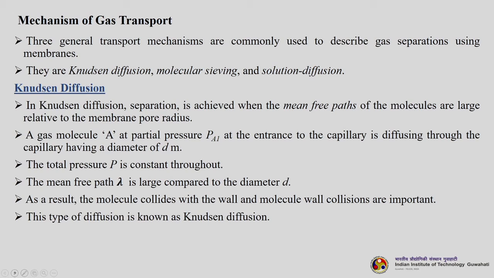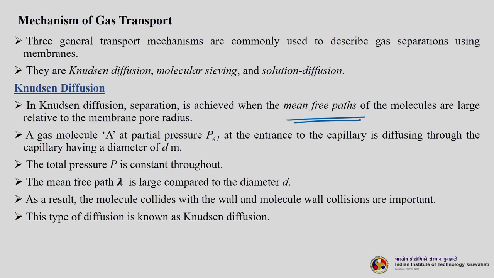So, briefly we have discussed this. Solution diffusion we have discussed in detail. So, let us now go ahead and discuss again about Knudsen diffusion a little. So, in Knudsen diffusion the separation is achieved by mean free paths of the molecules. So, if the mean free path of the molecules is larger relative to the pore radius, then Knudsen diffusion happens. So, we can define the mean free path as the distance between 2 successive collisions of the molecules.